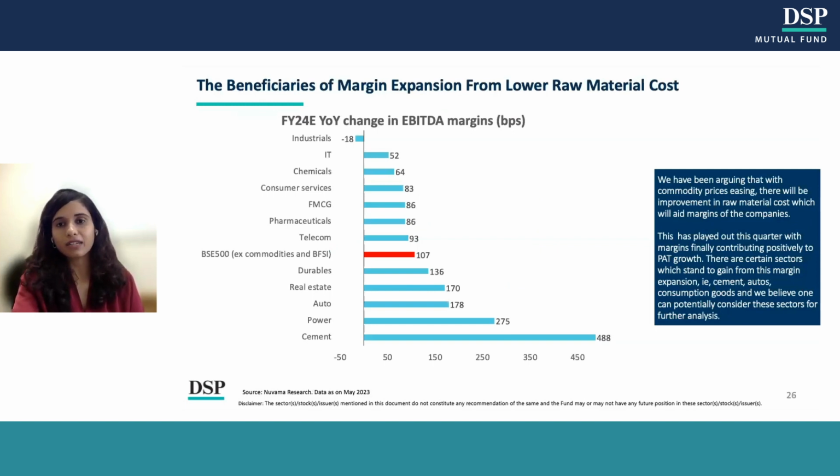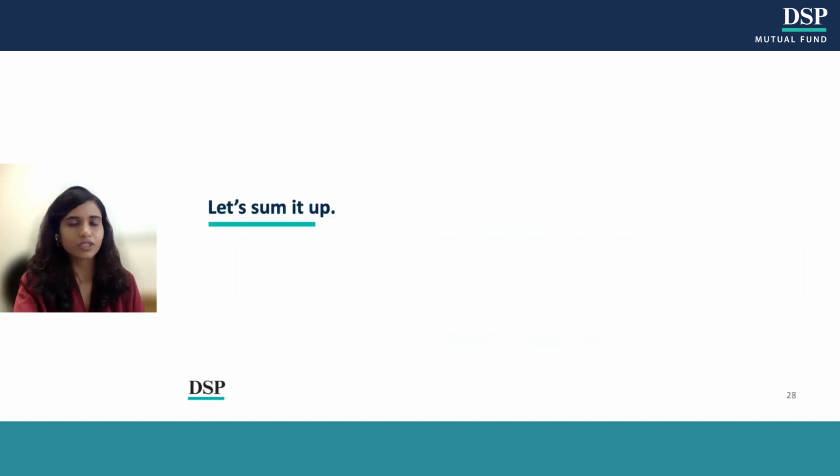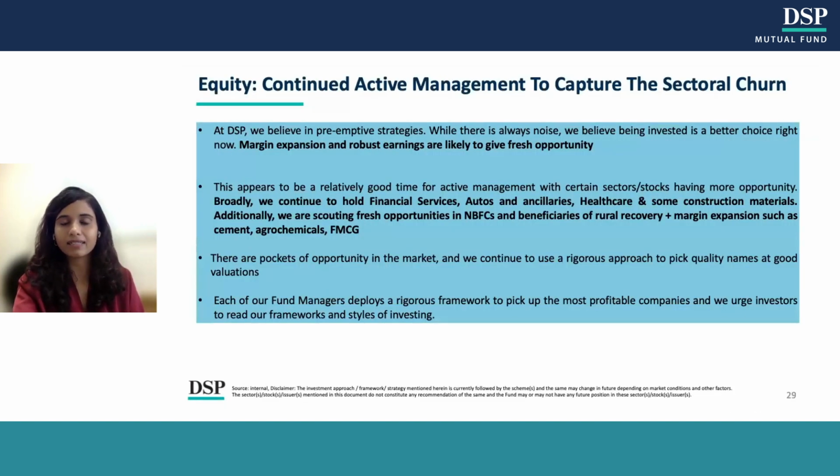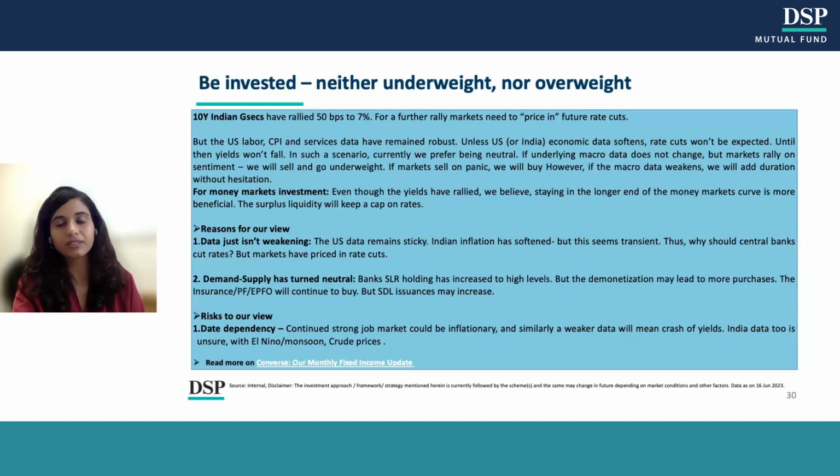As I said at the start, margin expansion is here, and these are the FY24 estimates of margin expansion. Sectors like cement, auto, durables, FMCG, chemicals are likely to benefit from the theme of margin expansion. Just to quickly sum it up, equity, we said stay invested, and we've already spoken of the sectors in detail. Duration in debt, we say be invested, don't be underweight or overweight duration. There was a good time when yields were at 7.5 that we decided to go overweight on duration. Now yields are at 7 and we have a more neutral stance.